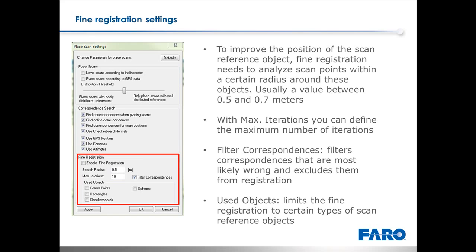To improve the position of the scan reference object, fine registration needs to analyze scan points within a certain radius around these objects, usually a value between 0.5 and 0.7 meters. With max iterations you can define the maximum number of iterations. Filter correspondences. Filters correspondences that are most likely wrong and excludes them from registration. Used objects. Limits the fine registration to certain types of scan reference objects.